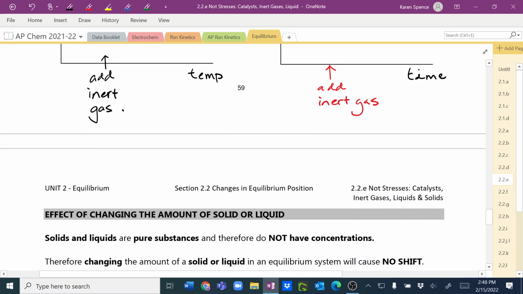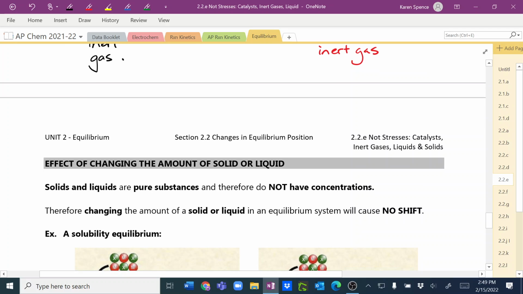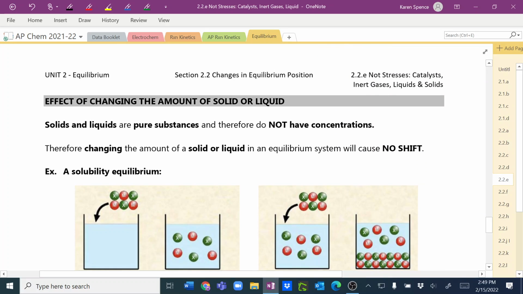Now, changing the amount of a solid or liquid. What do you know about solids and liquids and their presence or absence in the KEQ expression? They don't make a difference because can you change the concentration of a solid? No, you cannot. Solids and liquids are pure substances and therefore they do not have concentrations. You can only have a concentration if you have a solution of something, which is a homogeneous mixture of something, okay?